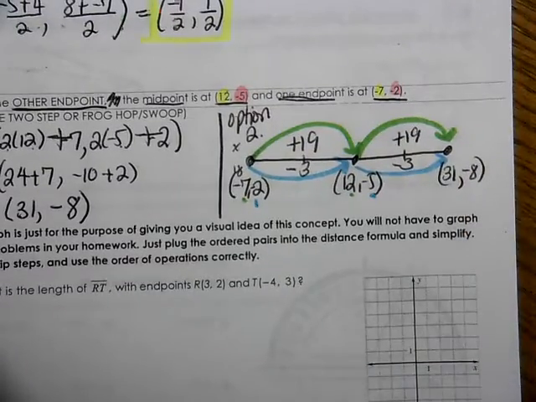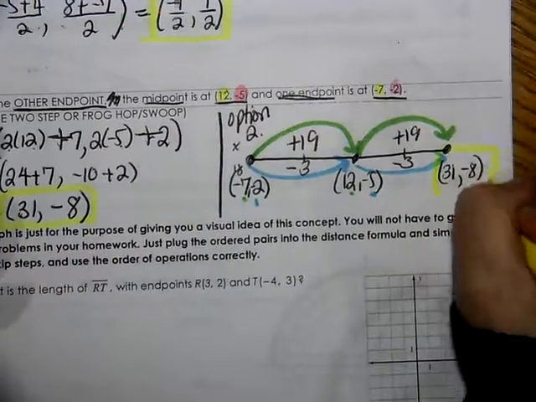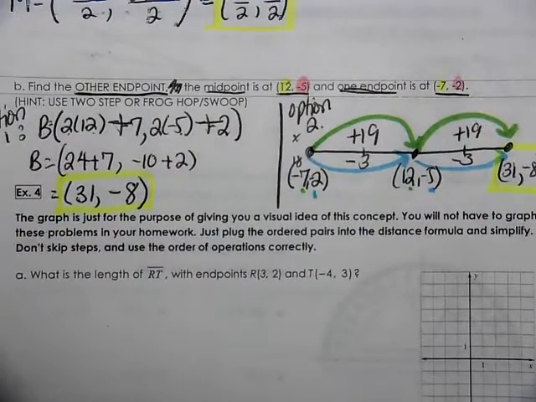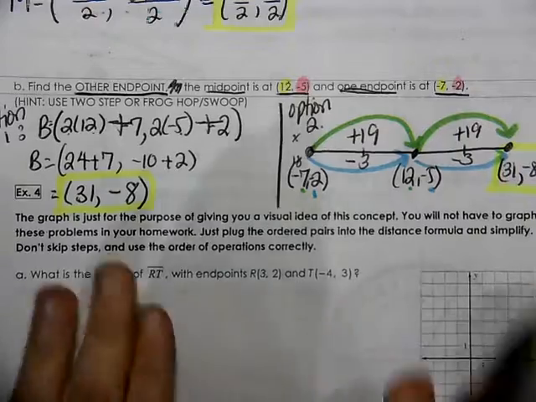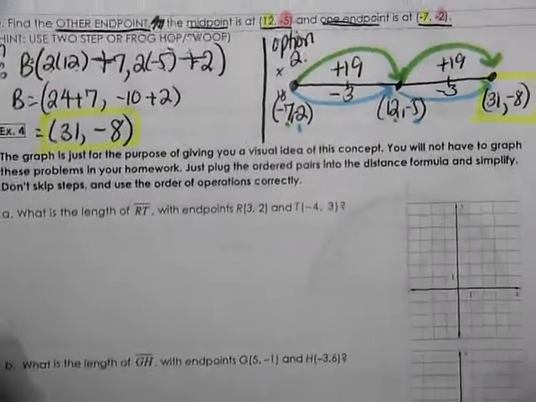Like I said in other lessons, I do not care which approach you go with. My goal for you is to get the answer of 31, negative 8. That's what I want you to be able to obtain. Can you do that using one method? I don't care which method it is.